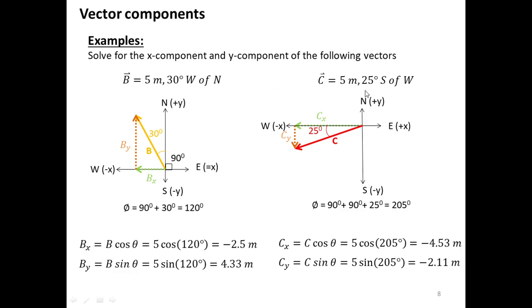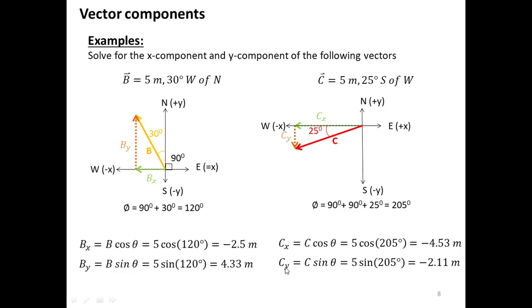How about our next example? For this, the same equation. To calculate the x component of vector c, all you have to do is multiply the magnitude of vector c by the cosine of the reference angle, which is 205 degrees. So the magnitude of vector c is 5 meters times the cosine of reference angle 205 degrees. This should give you negative 4.53 meters. Again, this is negative because the x component here is pointing towards the negative x axis.